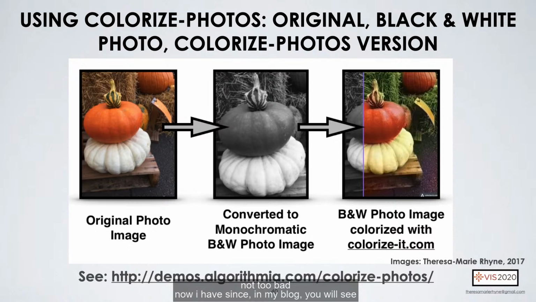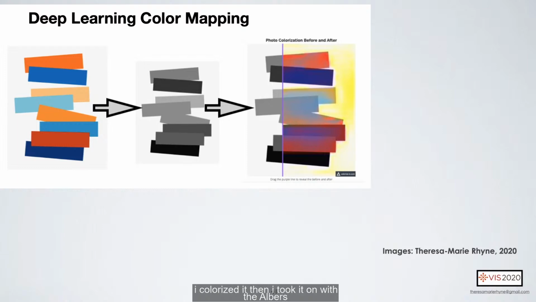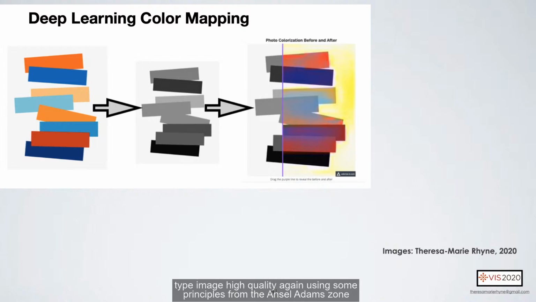Now, I have since, in my blog, you will see that I use this colorized photos tool a lot, and I have since shown you some limitations and some difficulties. Now I'm going to show you one with regards to visualization. So this is some deep learning color mapping. Here, I've got my Albers app, and I produced a nice little visual display or colorization, shall we say. I colorized it, then I took it with the Albers app, then I took it into a black and white photograph type image, high quality, again, using some principles from the Ansel Adams zone system.